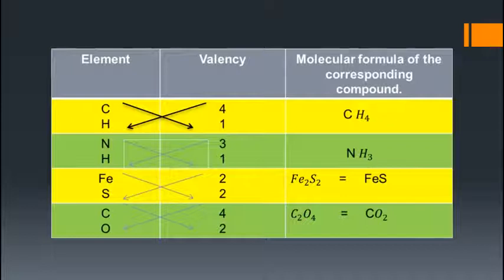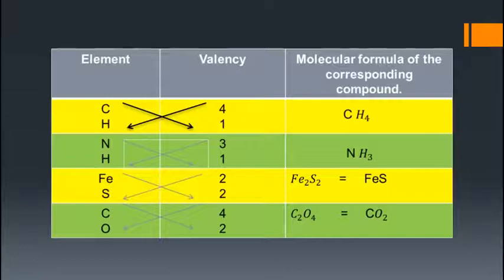Now here, students, one table is given to us in which the constituent elements and valencies are given, and we have to find the molecular formula of the corresponding compound. First, the constituent elements are carbon and hydrogen, and the valency for carbon is 4 and for hydrogen it is 1. Now we will do the cross multiplication by indicating the arrows. So C with 1 and hydrogen with 4. So the formula obtained will be CH4.